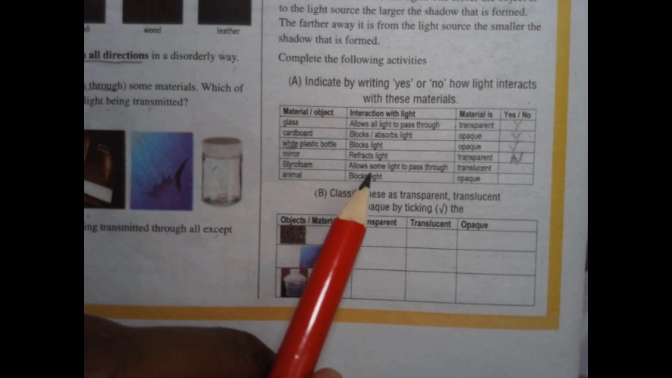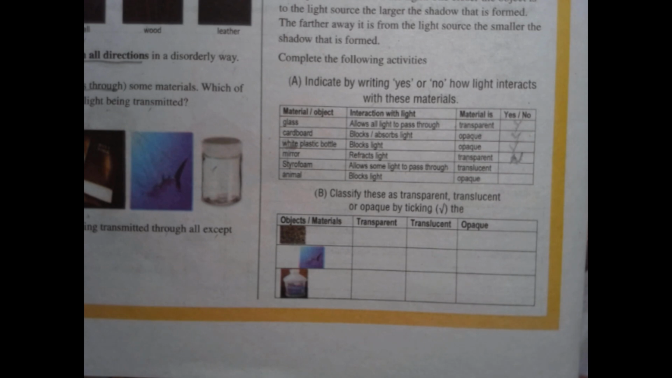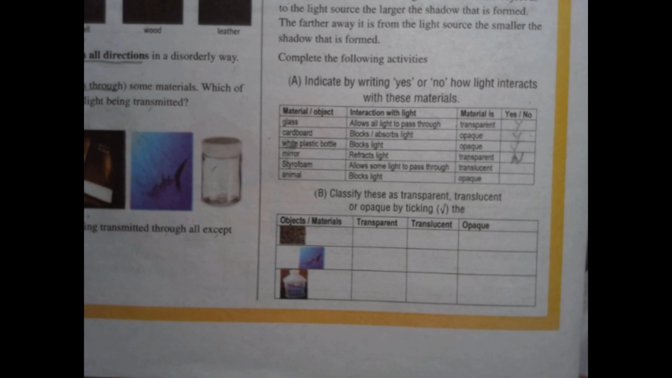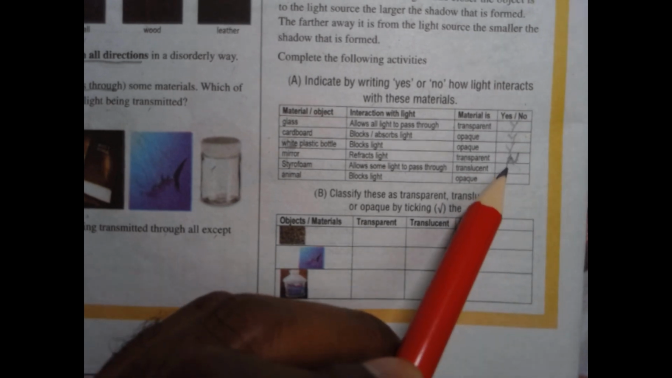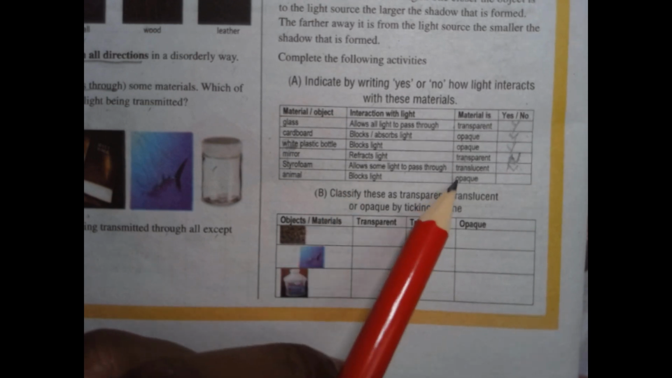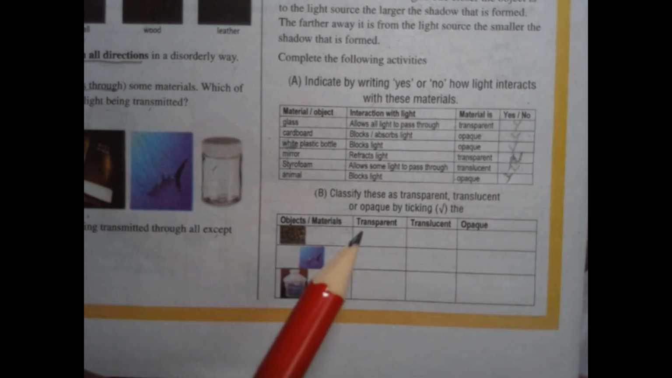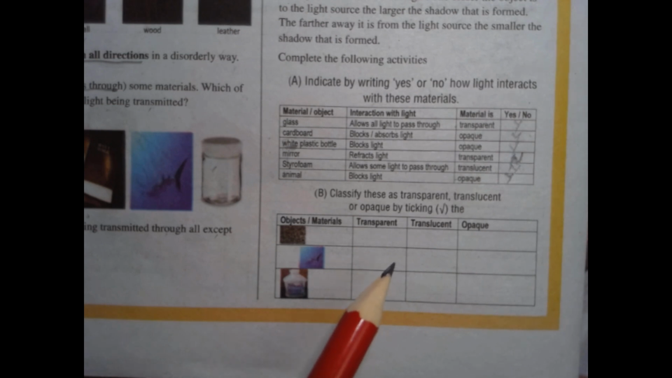Styrofoam allows some light to pass through. Translucent. Styrofoam is like the curry goat box that you get lunch in and so on. But I can't see through those. I'm going to say no for this. I don't think that is translucent. Animal, block light, opaque. Yes. I'll say yes for that one. All right, so let's go now with something else here.